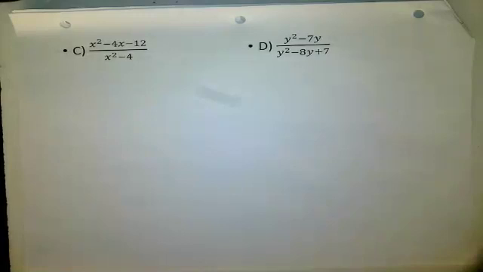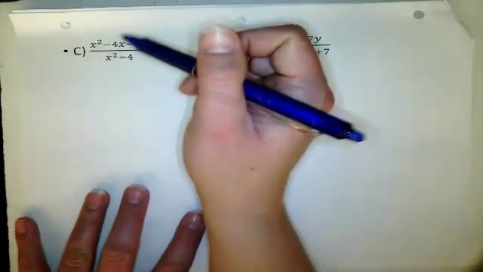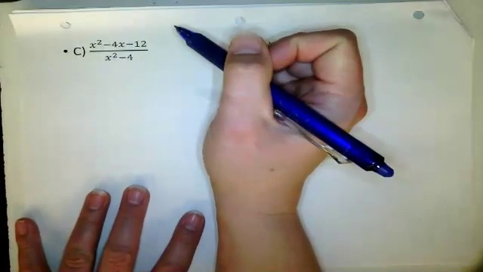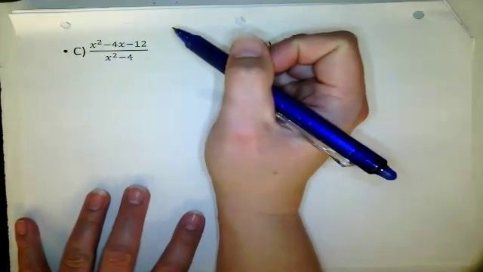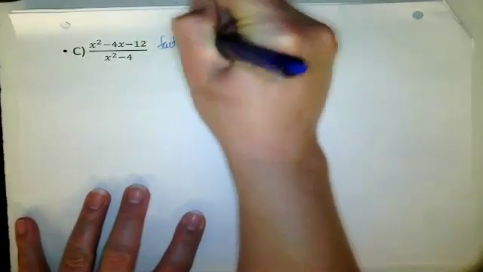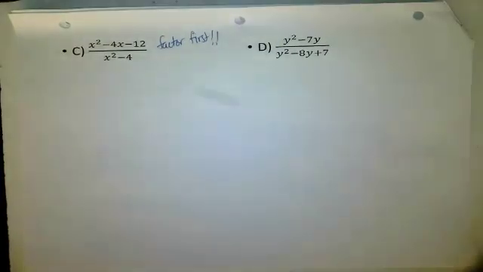Letter C, x squared minus 4x minus 12 over x squared minus 4. Do you think we can just cross off the x squareds on top and bottom? Negatory, rubber duck. You cannot do it. Don't even try. You must factor first. You must write things in bubbles before you can pop them. They have to be in bubble form.